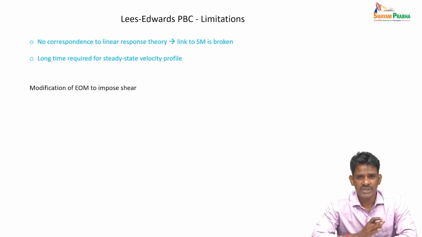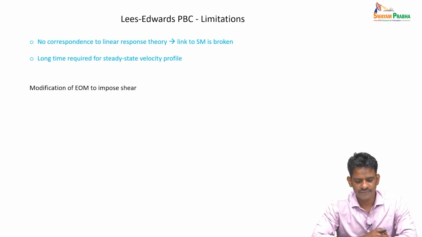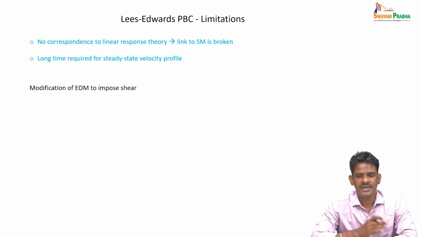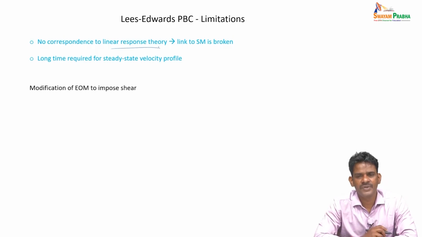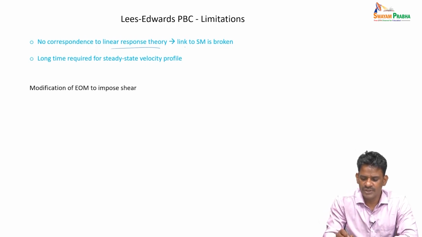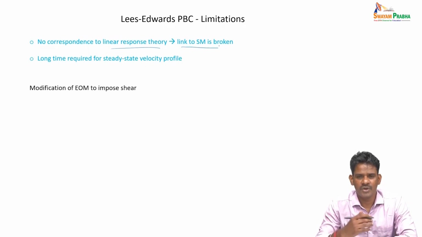So, even though conceptually this method looks attractive, there are some fundamental problems with this method, in the sense this particular boundary driven flow does not have any correspondence to linear response theory. What that basically means is that we cannot relate the fluctuation to the transport quantities. In other words, the Green-Kubo kind of a relationship cannot be established for this kind of a system. So, the link to statistical mechanics is broken because of the way that this shear is imposed on an ad hoc basis. So, we do not have a sound theoretical basis to analyze the results.